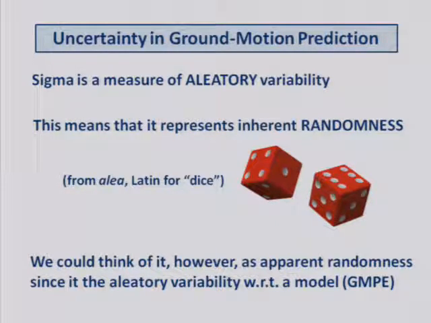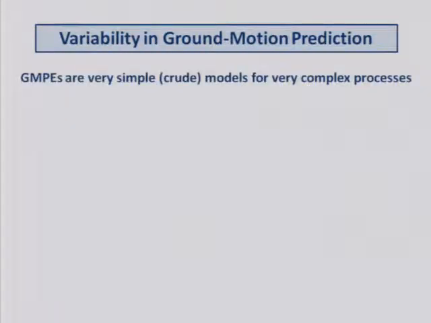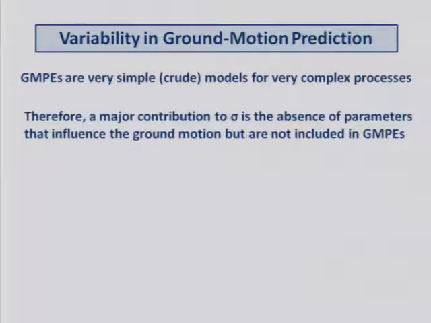Because we talk about sigma being irreducible, which it is in a sense, but only with respect to the model to which it's associated. And that's the problem: we have very simple or even crude models for what is a very complex process. And the biggest single contribution to sigma in these empirical equations is actually the absence of the parameters that influence the ground motion but are not included in the prediction equations currently.